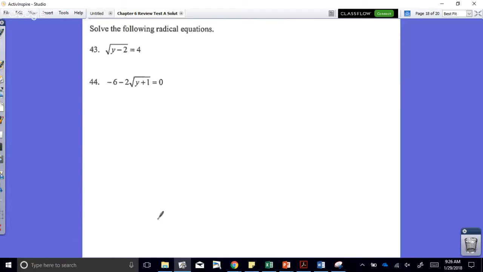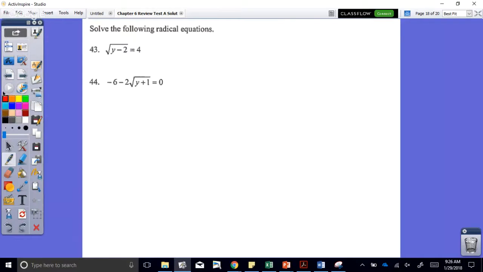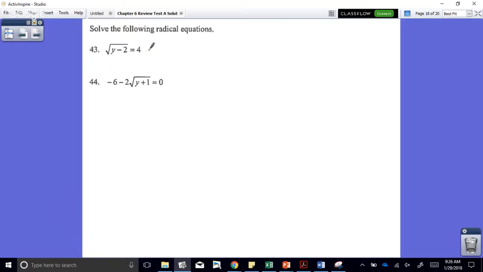Okay, the last few on the review ask us to solve, which I think we've done all these in class, but just in case you need a refresher, isolate the radical. But if you notice on this first one, it's already isolated, right? If you draw an imaginary box around the radical, there's nothing else there to undo the radical. So I have square root of y minus 2 is equal to 4.